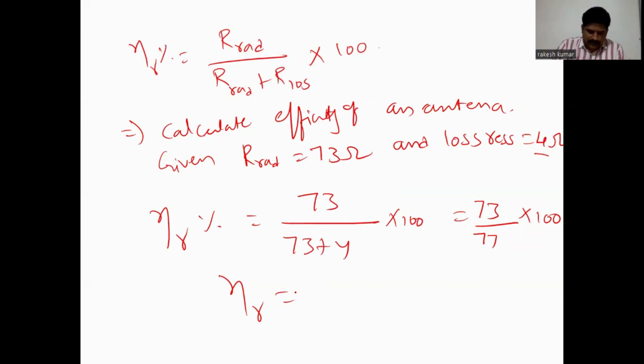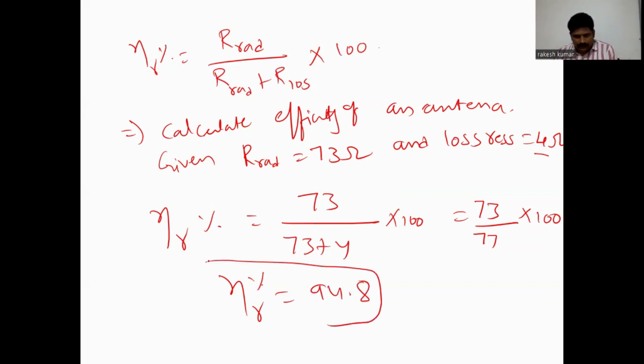Just go to the calculator. It is 94.8, so percentage efficiency is equal to 94.8. So it is very important: given the radiation resistance and loss resistance, you can calculate the efficiency of the antenna. So efficiency is equal to 94.8%. This is very, very important.